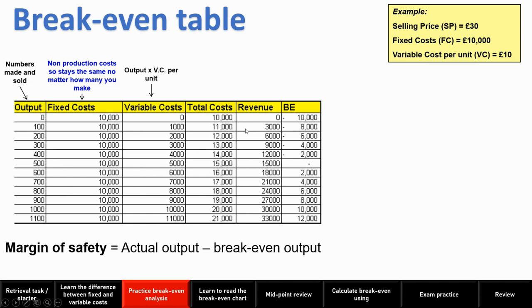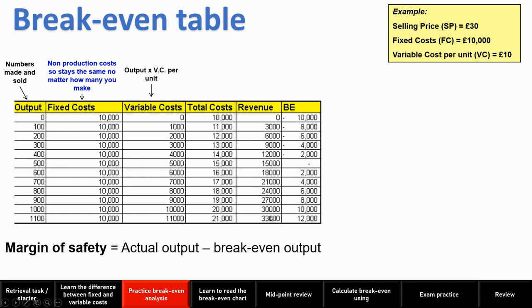Now, we now need to work out the revenue side, the money coming in. Okay, well, we're going to sell each of these desks for £30. But if we don't sell any desks, then clearly our revenue is nothing. If we manage to sell 100 desks, times £30 is £3,000 revenue. And as we sell more and more desks, the revenue increases.